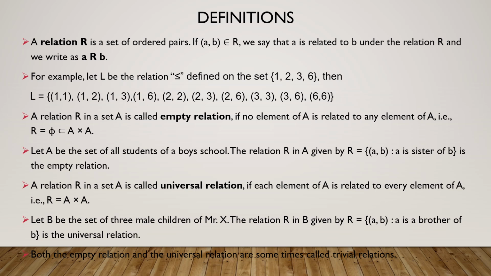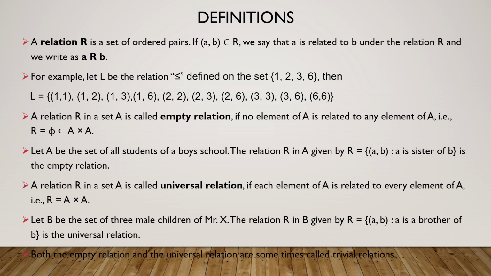A relation R in a set A is called an empty relation if no element of A is related to any element of A, and it is denoted by the null set. Let A be the set of all students of a boys' school. Then suppose I define a relation R as a is a sister of b. Then obviously it is an empty relation because it is a boys' school.